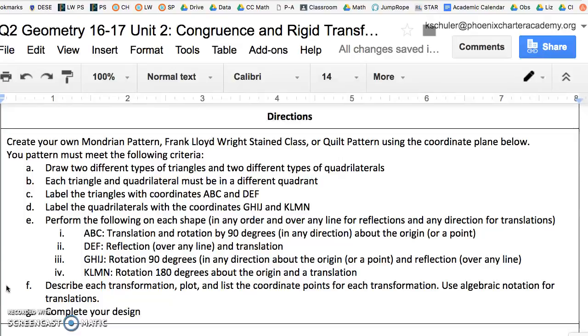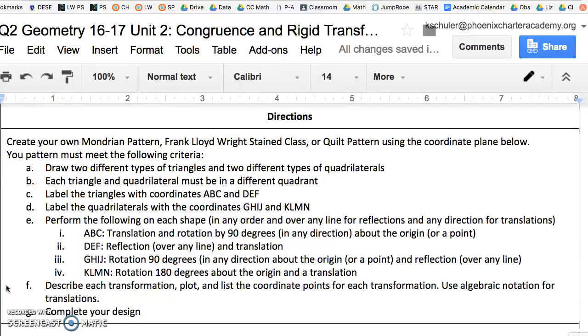With your second triangle, you need to do a reflection over any line and a translation. You could choose to do the translation first, or you could choose to do the reflection first. Either one is fine. You get to choose what you are reflecting the figure over, and you get to choose the direction of your translation. With G, H, I, J, this quadrilateral, you'll need to do another rotation in any direction and about any point and a reflection. Alternatively, you could do the reflection first and the rotation second.